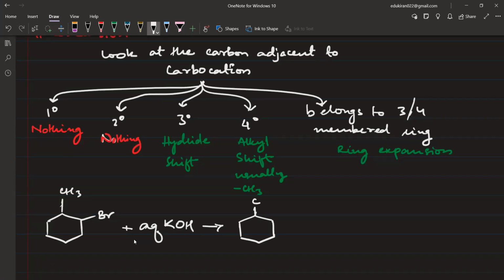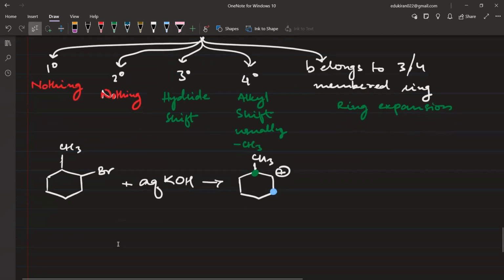You are going to get a carbocation something like this. Now you have two adjacent carbon atoms, the green one and the blue one. Tell me which one? Adjacent to carbon atom. This blue one is what degree? Tell me guys. 1 degree, 2 degree, 3 degree. Blue carbon is 2 degree. तो यहाँ से तो कुछ नहीं होने वाला है। What about this green carbon atom? What degree it is? 3.